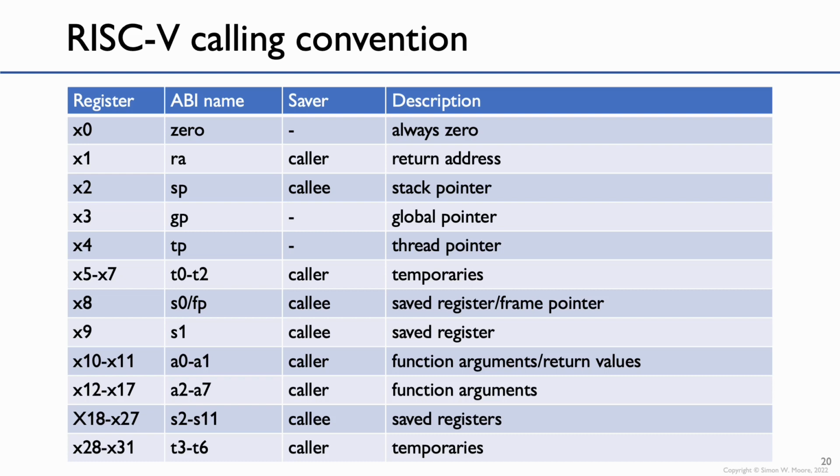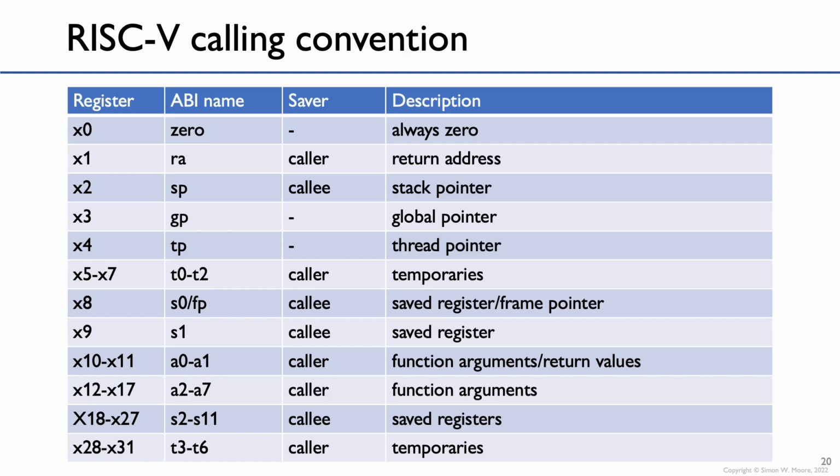So let's look at the first one. x1 is the return address, and that's just a convention. Similarly, x2 is usually used as the stack pointer, x3 is the global pointer, and x4 as the thread pointer. And then we put temporaries in T0 to T2, which are in registers x5 to x7, and so on and so forth.